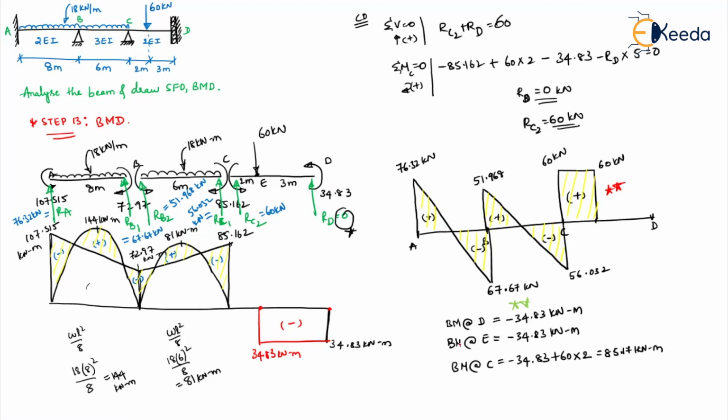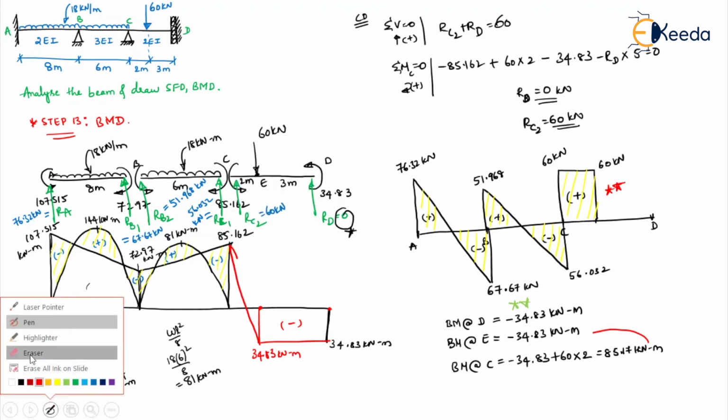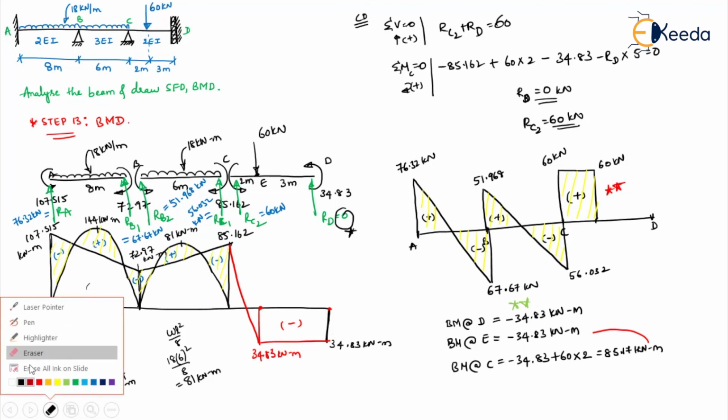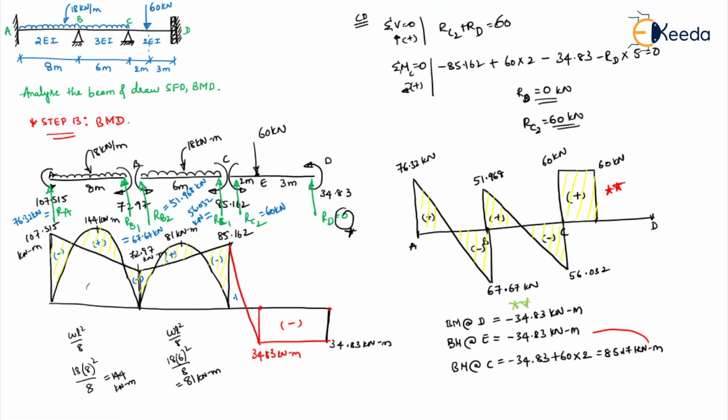Now after this you come to see you have this. So from here to here, how will you do the connection? From 85.162 you have to connect to minus 34. So if you do, you get a linear line like this. So this is a very important portion you have to remember. In this case, this portion will be positive and this entire portion will be negative. So this is how your bending moment diagram will look.